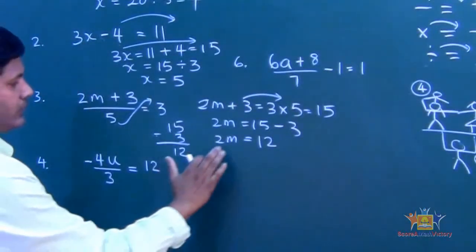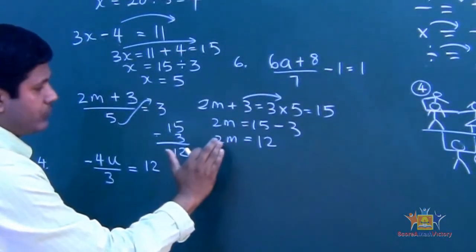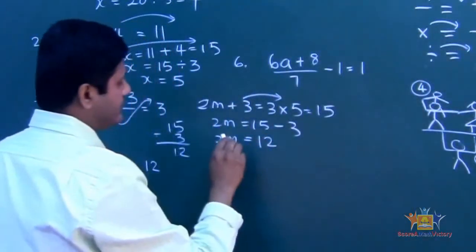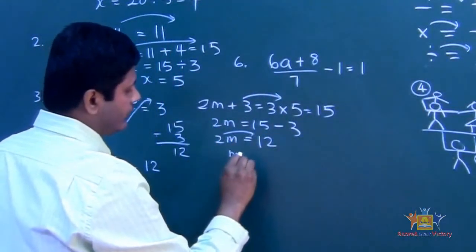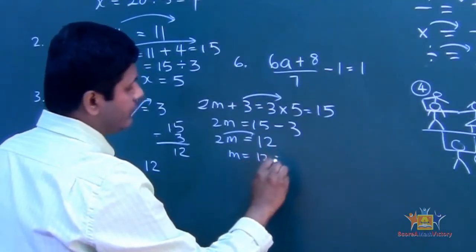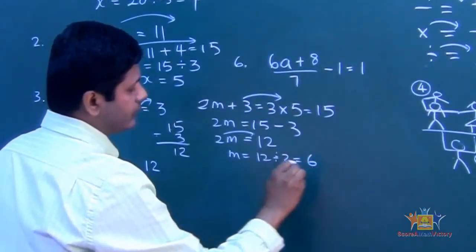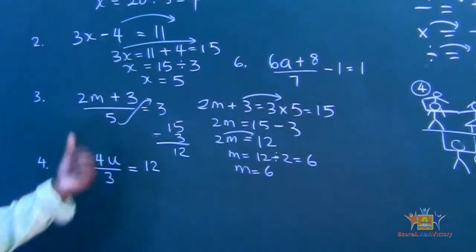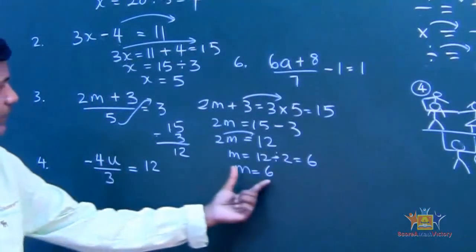So who's next? I'm looking for m. So 2 got to go. So what's 2 doing? Multiplying. Multiplication becomes division. So m equals 12 divided by 2, which is 6. So m equals 6. Right there. Alright, for that one, we solved it right there.